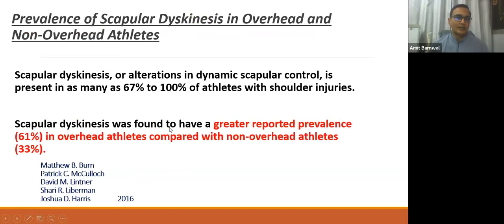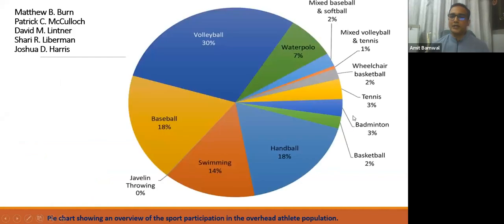There was another good article by Bond and Company, from 2016. They looked at the prevalence in overhead athletes and non-overhead athletes. They found that 61% of the athletes with overhead motion, basically more motion, were very easily found with scapular dyskinesia. They made a pie chart presenting all the sports, like volleyball, baseball, swimming, handball. They have a good proportion of involvement or presence of scapular dyskinesia. This is a very good article to go through.